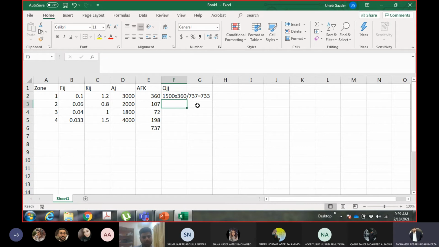So now in the second case, you will just change this 360. It will be 218. Third one 146. And the final one 403. Okay, and the total is 1500. 1500, right? Yes.